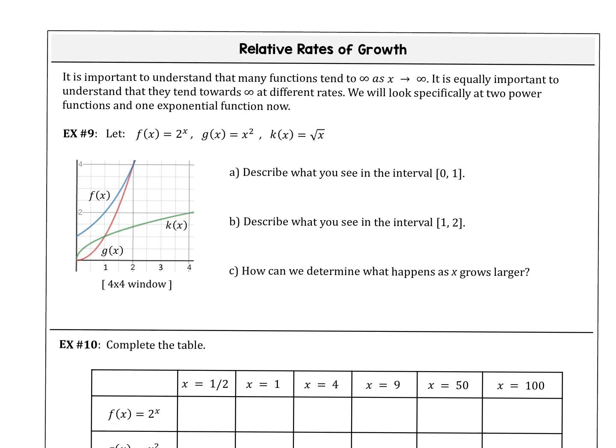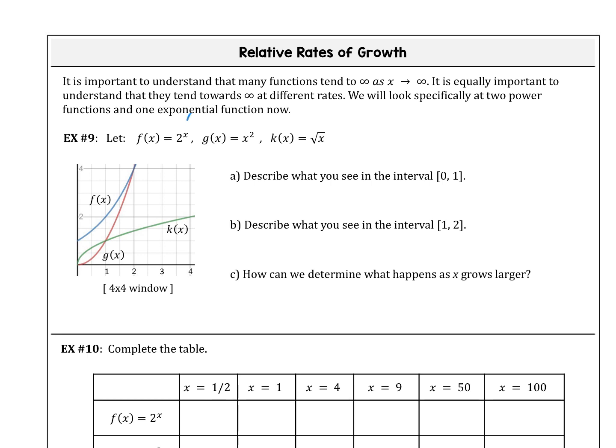We have 2 to the x. That's the exponential function. You know how I know it's an exponential function versus a power function? Where is the x? 2 to the x is in the exponent, isn't it? If the x is in the exponent, guess what it's called? An exponential. Okay? So this is my exponential. And then the power functions would be x to the second and x to the 1/2, right?